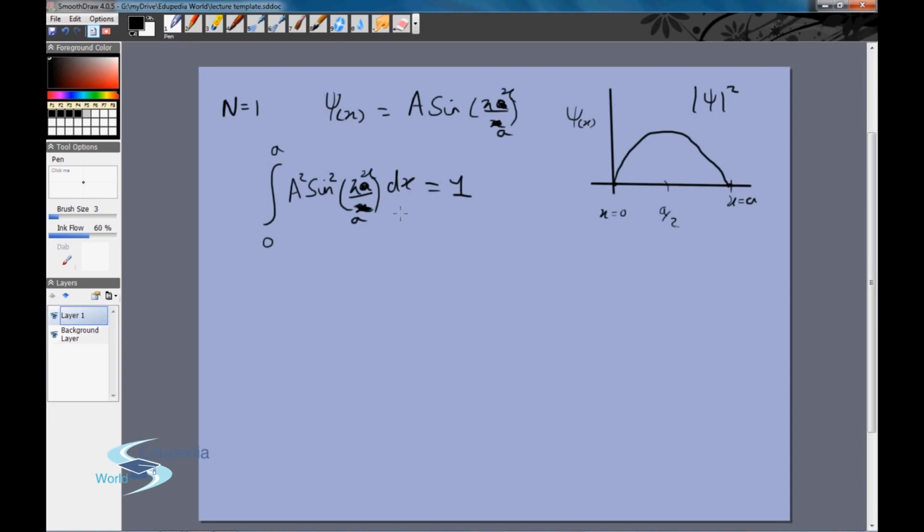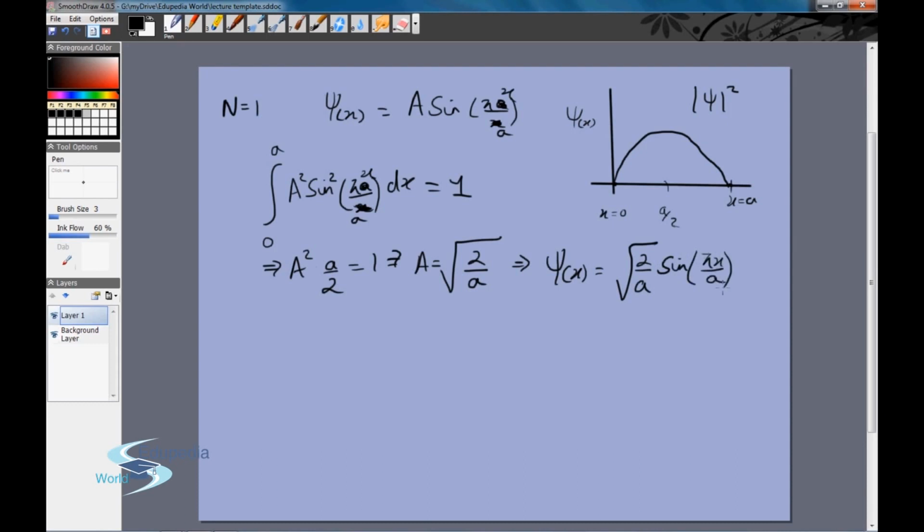And if you try to calculate the value of the integral of sine squared pi x by a, that will come out to be a by 2. So this tells us A squared into a by 2 is equal to 1. You can do the integral yourself, which means A is equal to root of 2 by a. So this finally gives us the normalized wave function, root of 2 by a sine of pi x by a. This is what is called the normalized wave function.